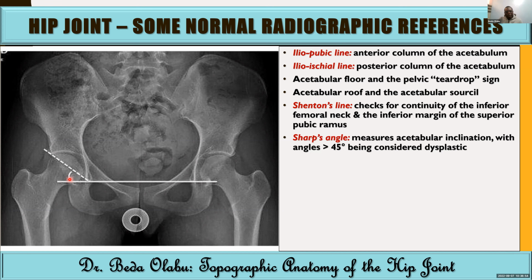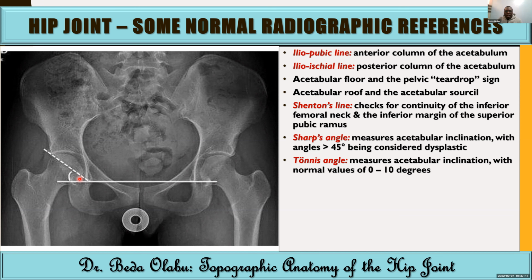So if this angle is more than 45 degrees, then most likely that acetabulum is not deep enough. It is dysplastic. This angle should be less than 45 degrees. Then we'll consider that acetabulum to be deep enough and also well inclined.